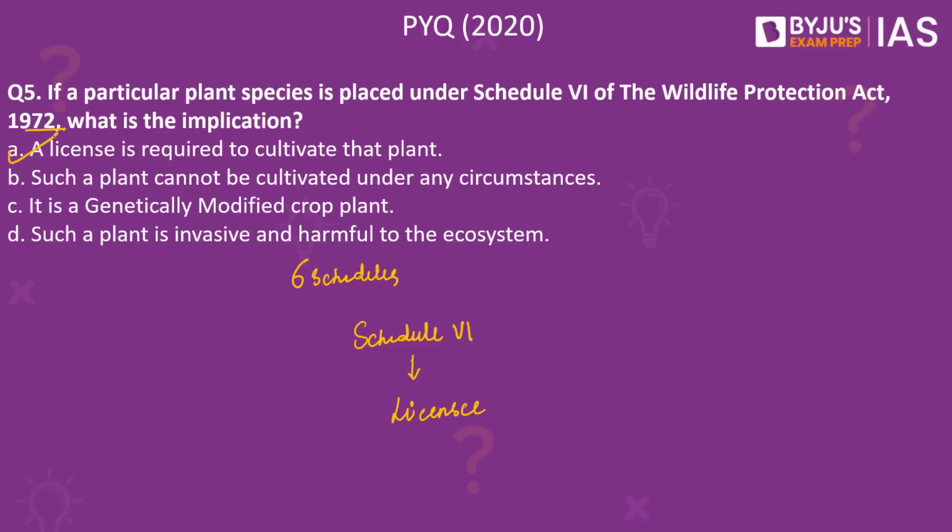Here's a task for you for today. The task is to find out the names of the plants that are mentioned in 6th schedule of this Act. Type your answers in the comment section below.